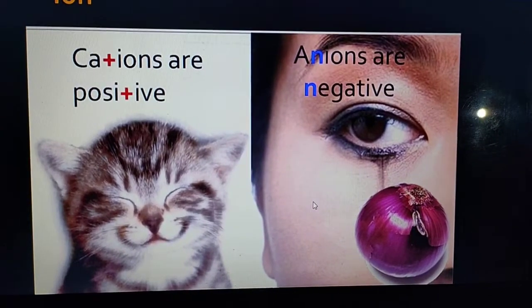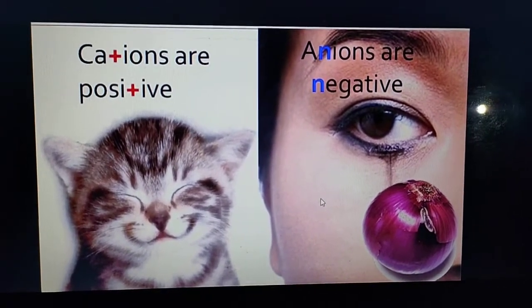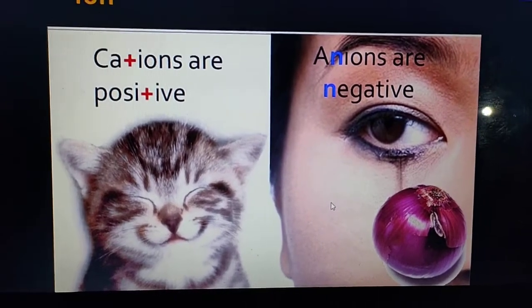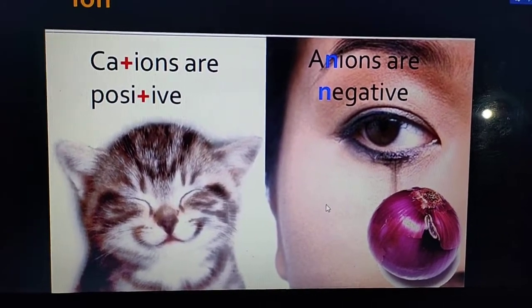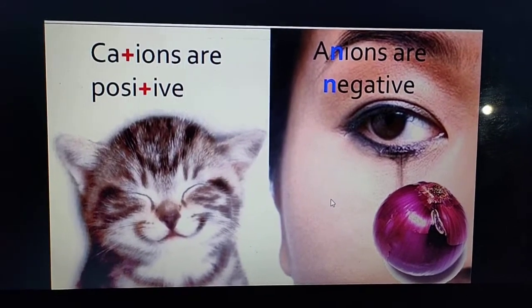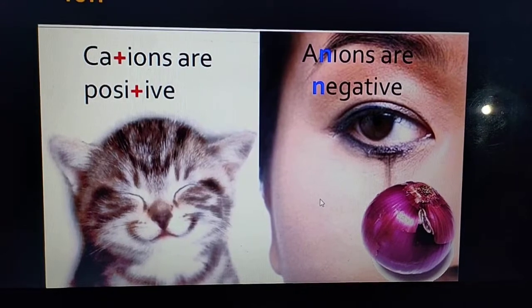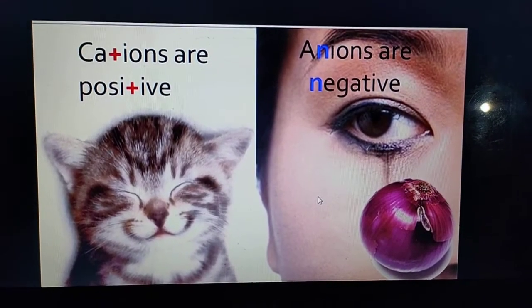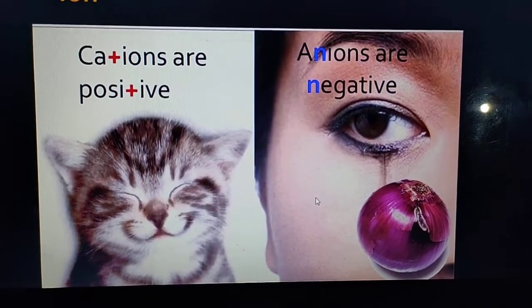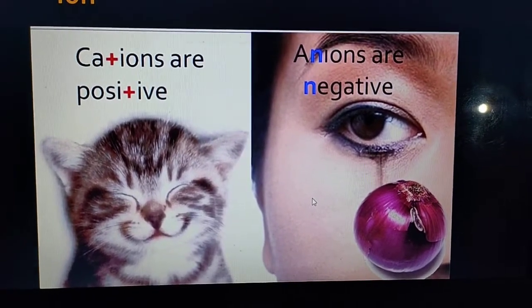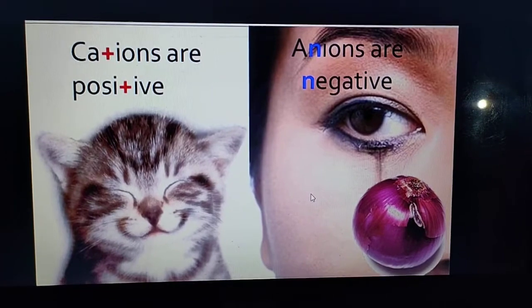So basically there are two types of ions, that is cations and anions. Cations are positively charged and anions are negatively charged. In NaCl, choose which one is cation and which one is anion. Which part is cation and anion in NaCl? So Na plus is the cation and Cl minus is the anion.